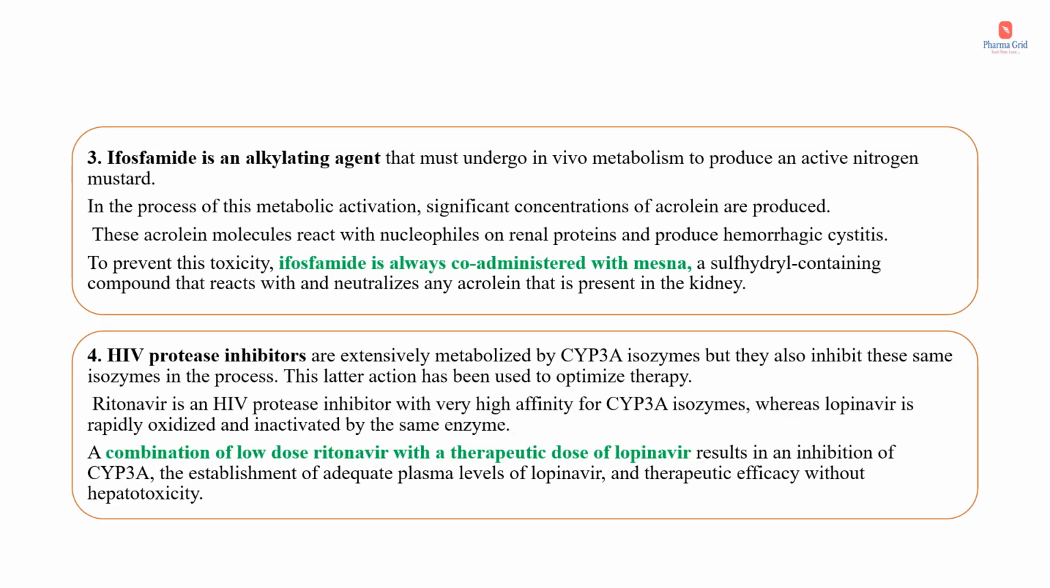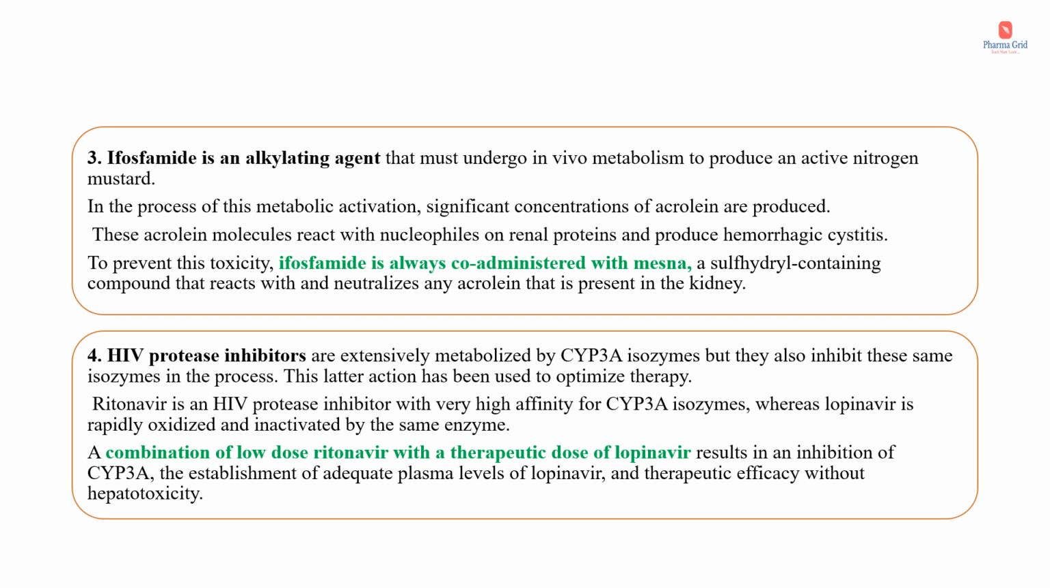Next pharmacological strategy is the case of ifosfamide. It is an alkylating agent that must undergo in vivo metabolism to produce an active nitrogen mustard. In the process of this metabolic activation, significant concentrations of acrolein are produced. These acrolein molecules react with nucleophiles on renal proteins and produce hemorrhagic cystitis.